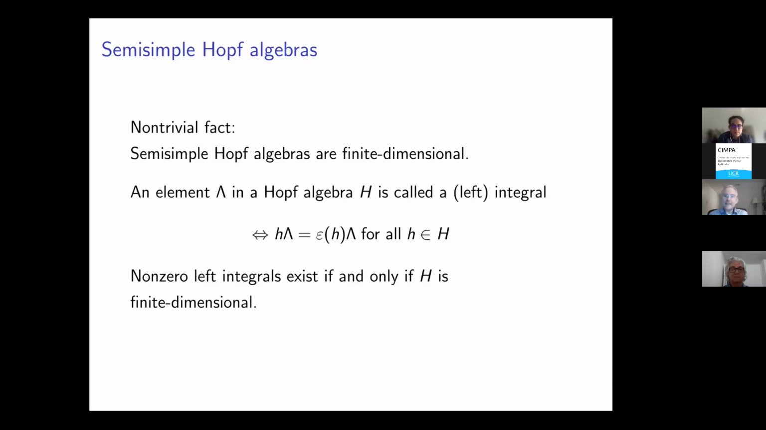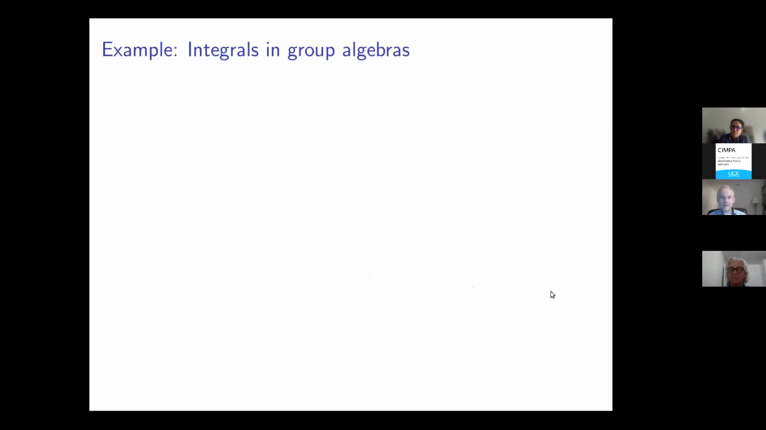Such elements exist, well, lambda equals 0 always satisfies this, but non-zero left integrals exist if and only if H is finite dimensional. If they exist, they are unique up to scalar multiples: you can multiply both sides by 5 and get another integral, lambda times 5. This is obvious, but it is also the only thing that you can do in this case. They are unique up to scalar multiples.